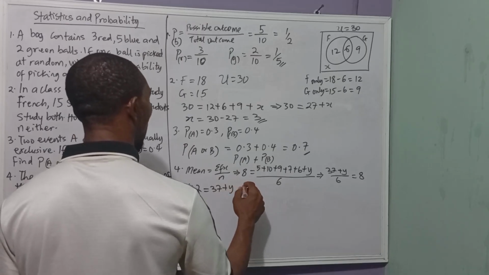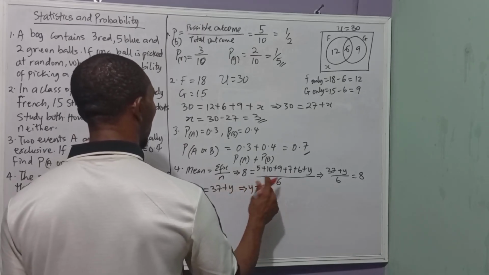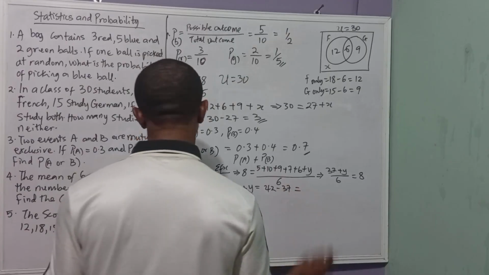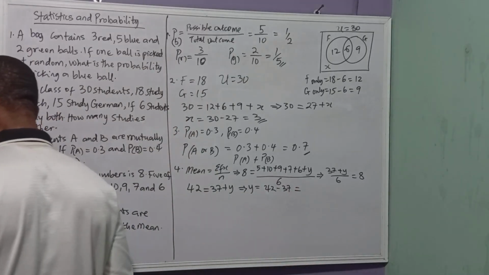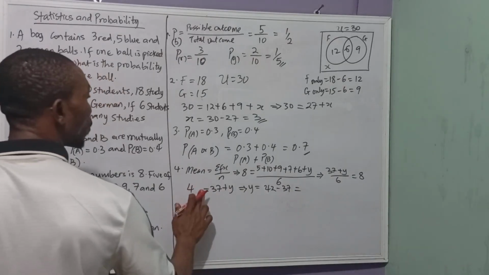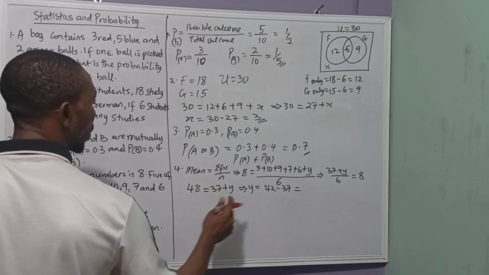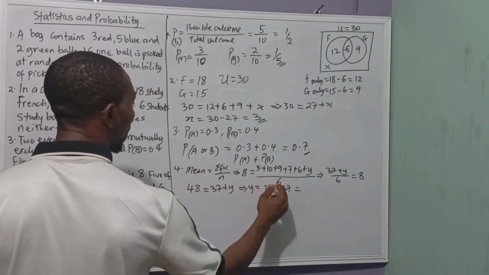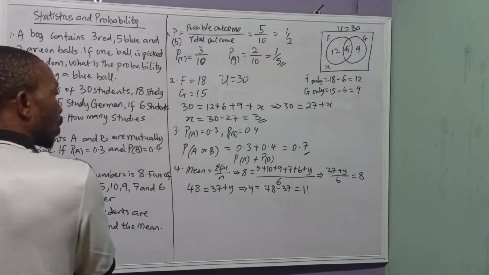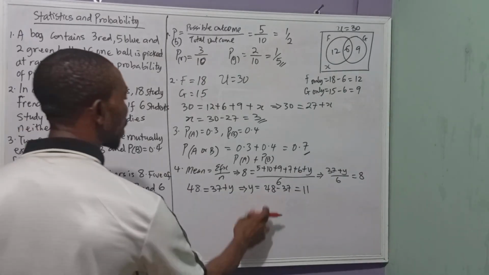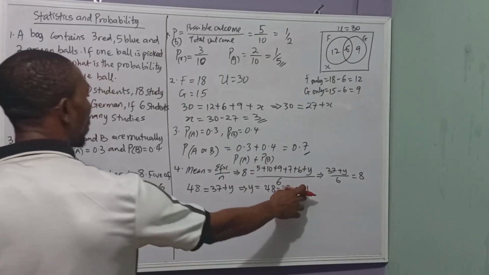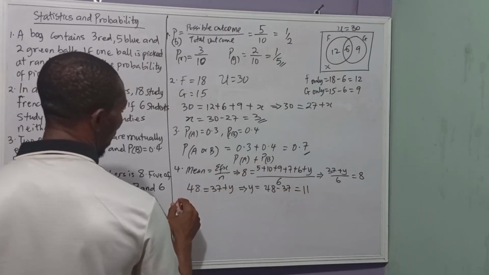So this gives us y equals 42 minus 37. Sorry, 6 times 8 is 48. So that gives us 48 minus 37, which will give us 11. Sorry about the error. 6 times 8 gives us 48, not 42. Okay, so our missing number y would be 11.